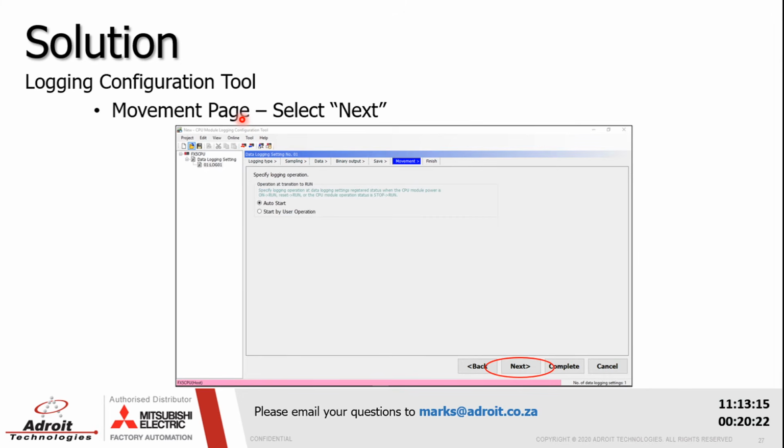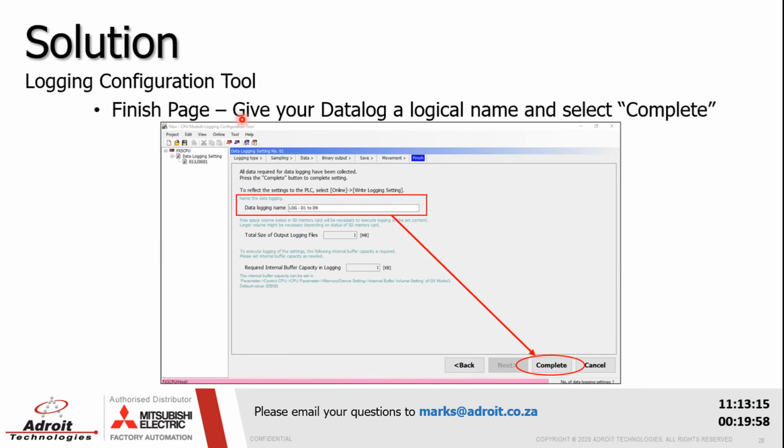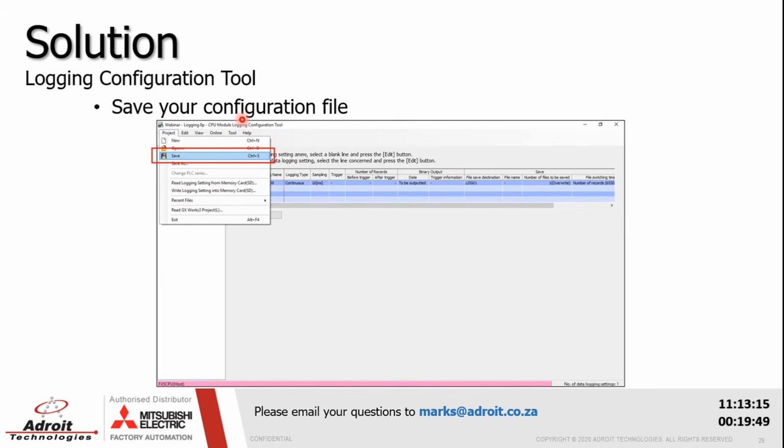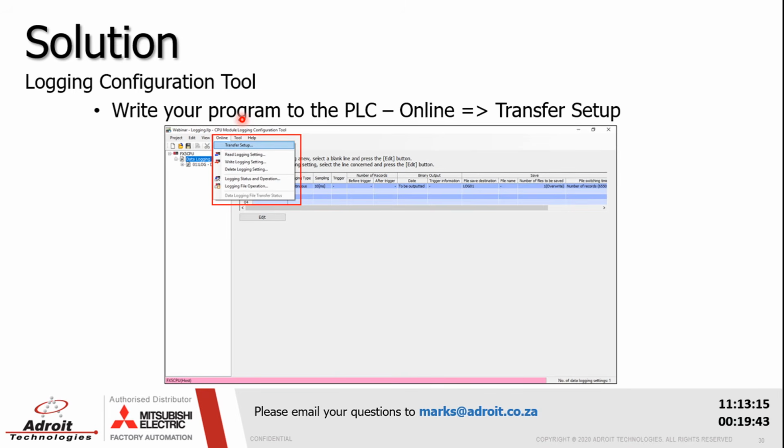Okay, movement. This is basically when you want it to start. Auto start means that when the PLC starts, when it's in run mode, it will automatically start logging for you. Or you start by user operation, where you can tell it inside the program parameters that you want it to start only now at this specific minute. And then at the end, you give it a quick name, and you say complete, and it's done. And now, as you always do, you save your configuration file, and after you've saved it, you want to transfer it to the PLC.